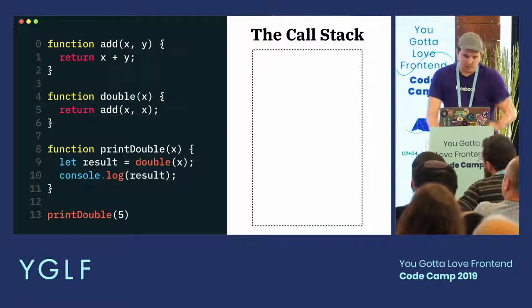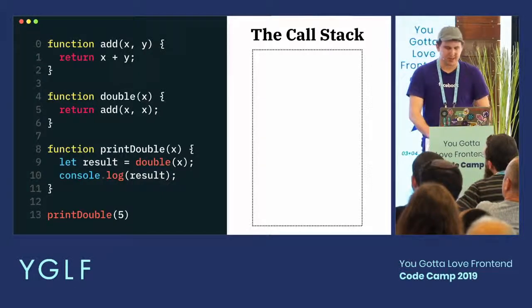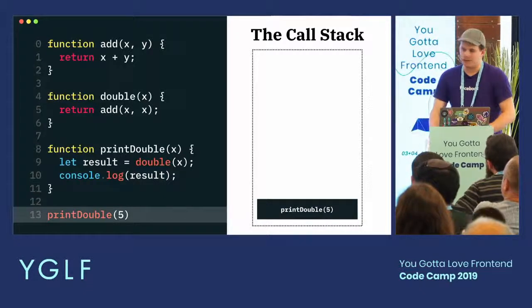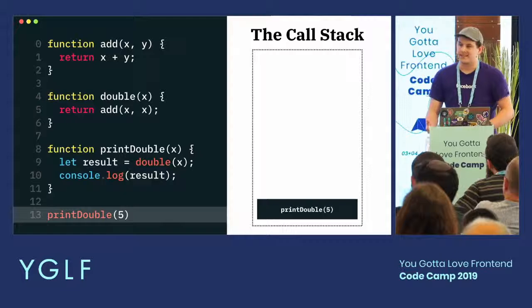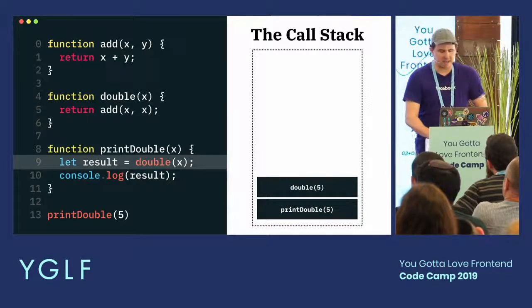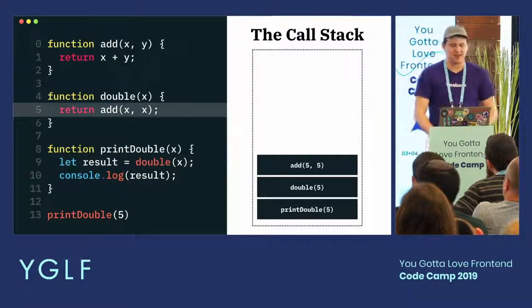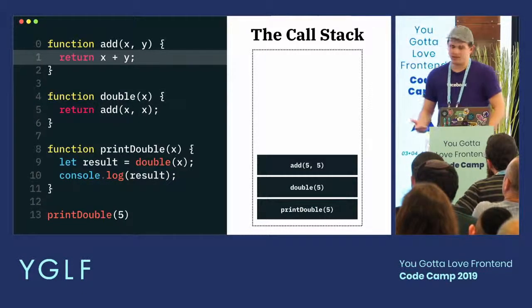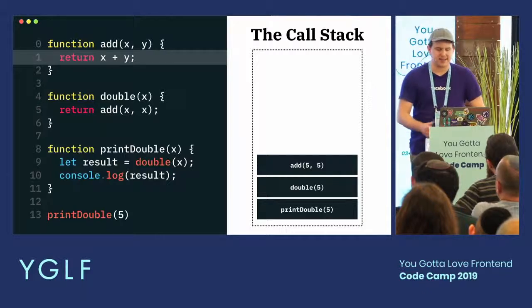So before the program starts at all, the call stack is empty. There's nothing in there. And then it hits that line 13, sees that there's a function call for print double, and then it creates a stack frame for that function call and pushes it onto the stack. After that, once it's inside print double, it sees, oh, double is being called, and then another stack frame for that function is added to the stack as well. And then this continues as double calls add, and then inside add, there's no more function calls. It returns a value. So no new stack frame is added, and control is returned to the previous call site.